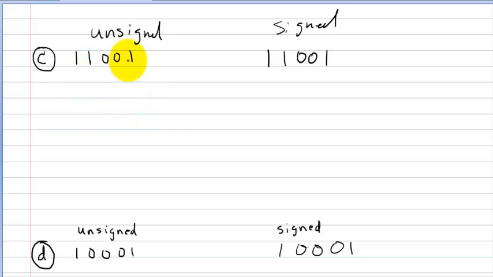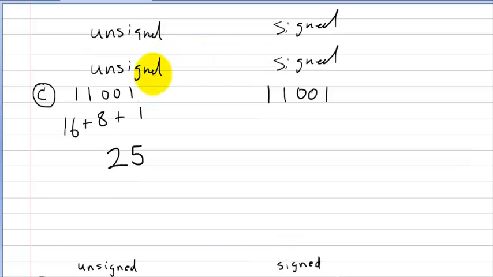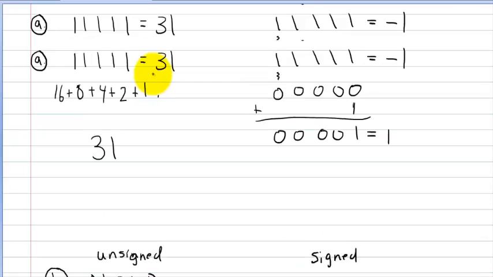Here, this first value is going to be a 1, 2, 4, that's 8. 16. So this is 8, 24. This value is 25. Over here, this is signed. You know what? Before we go on to this, let me go back just for a quick second.